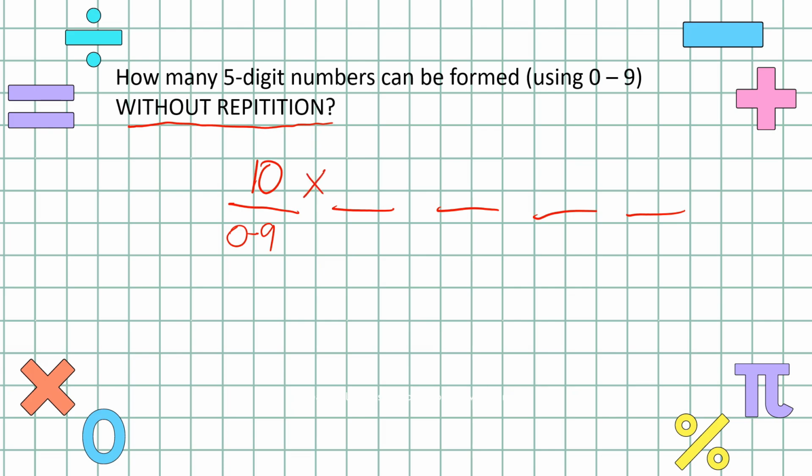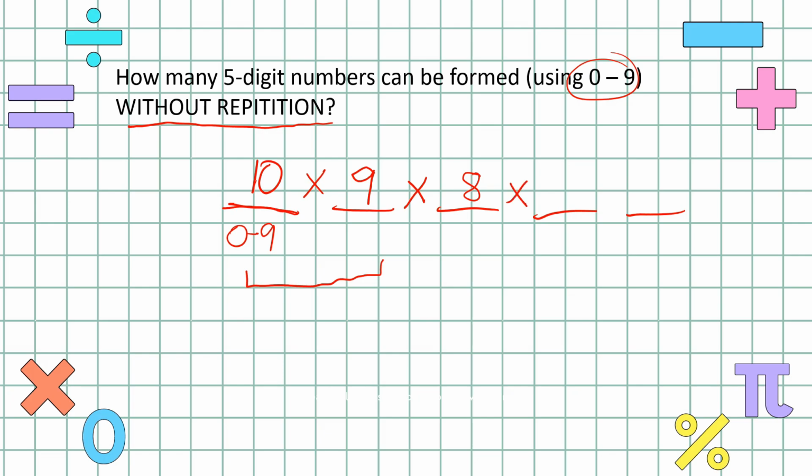But if the first place is already taken by 1 digit, then that digit can no longer be used for the second place. So this will be lessened by 1, and the options left are only 9. Same as well for the third position. If two places were occupied already, then from 0 to 9, it will be lessened by 2 options. So we will have 8 left.